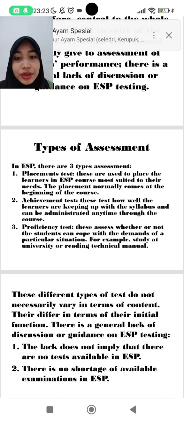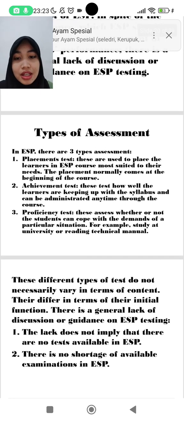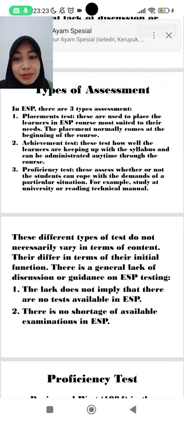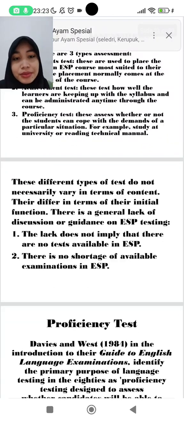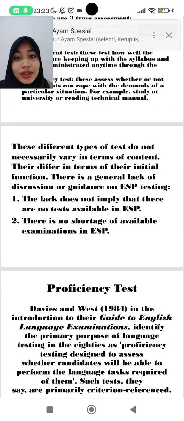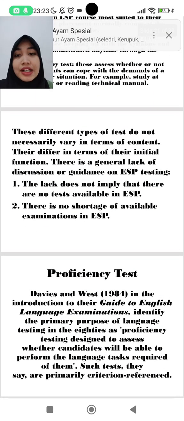This assesses whether or not the students can cope with the demands of a particular situation, for example, study at university or reading a technical manual. These different types of tests do not necessarily vary in terms of content. They differ in terms of their initial function. There is a general lack of discussion and guidance on ESP testing. Thus, the lack doesn't imply that there are no tests available in ESP. There is no shortage of available examinations in ESP.